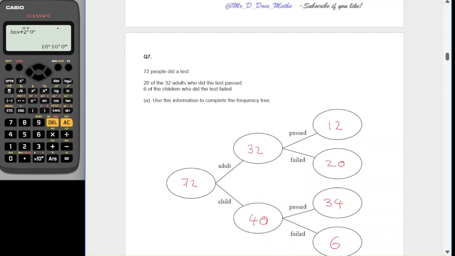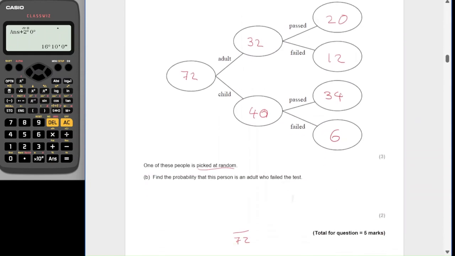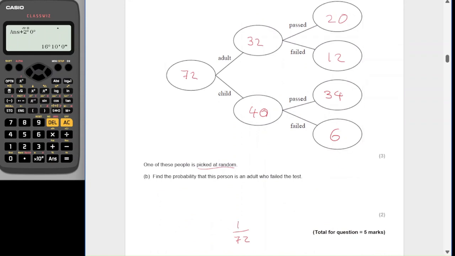Adult who failed the test would be... so I've got these two the wrong way around, haven't I? Well, I don't know if you'd spotted that. We're screaming at the video. So adult that failed the test would be 12 out of 72. We don't need to simplify because it doesn't say in its simplest form, but that would definitely simplify to 1/6.